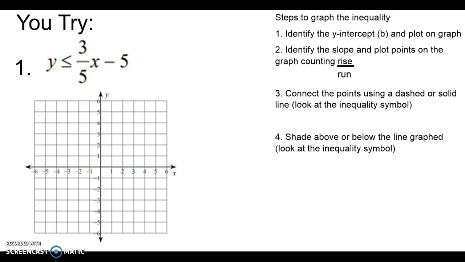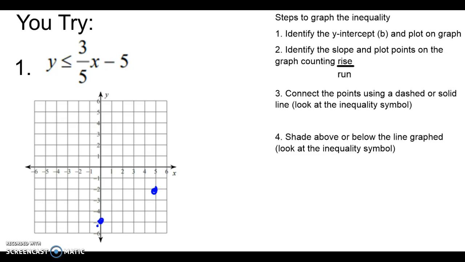Okay, so I'm going to go over the you-try problem with you. The first thing you did was make a point at -5. So we have our first point down here at -5. And then we're going to use our slope to make more points. We're going to count up 3, 1, 2, 3, and then over 5 spaces. And that's going to be our next point. And unfortunately, that's going to be our only other point.